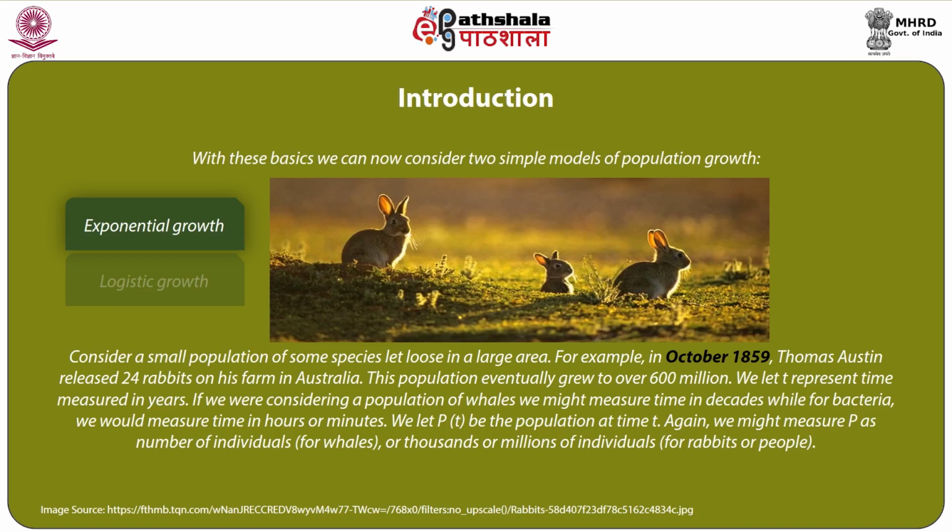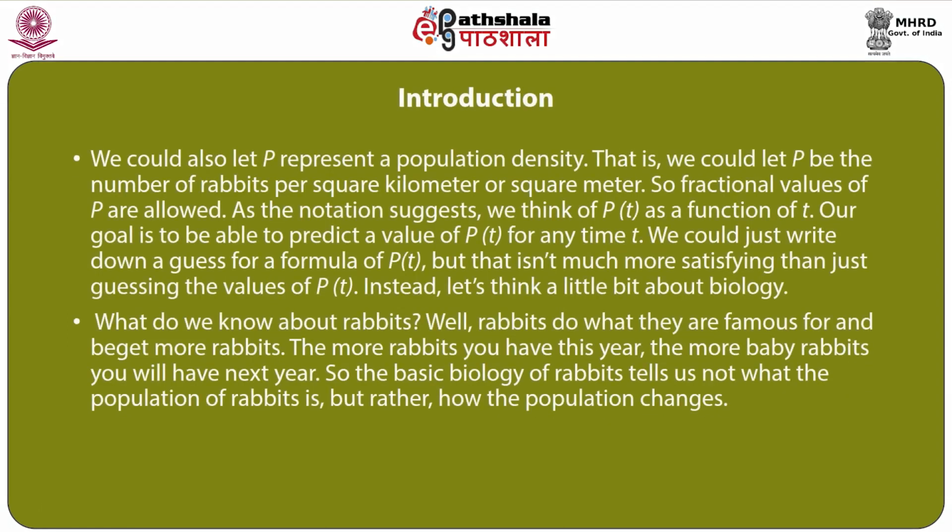We let P of t be the population at time t. Again, we might measure P as the number of individuals for whales, or thousands or millions of individuals for rabbits or people. We could also let P represent a population density. That is, we could let P be the number of rabbits per square kilometer or square meter. So, fractional values of P are allowed.